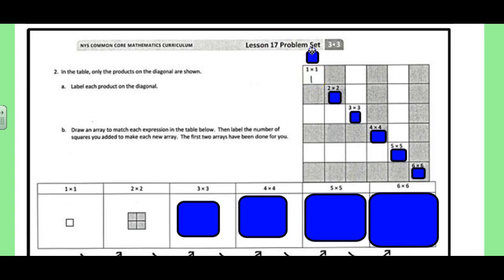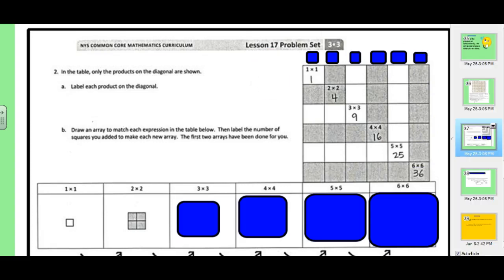So we know that 1 times 1 is 1. We know that 2 times 2 is 4. We know that 3 times 3 is 9. 4 times 4 is 16. 5 times 5 is 25. And 6 times 6 is 36.